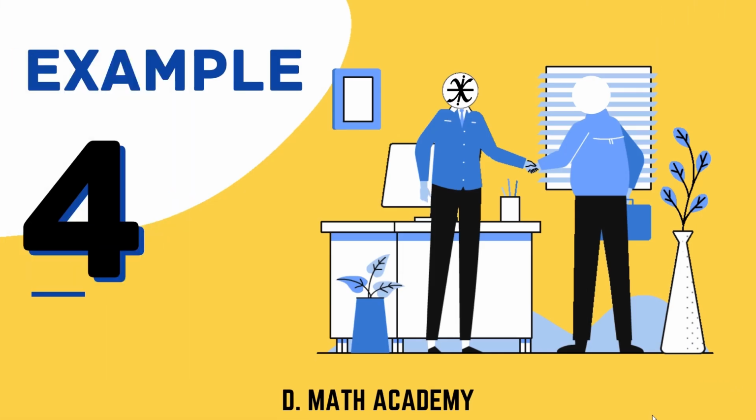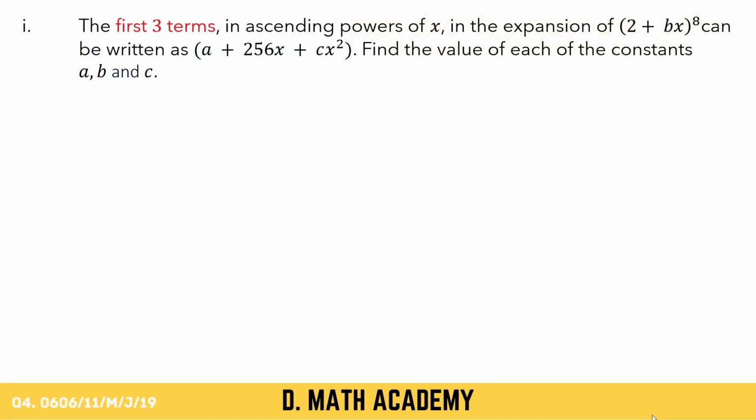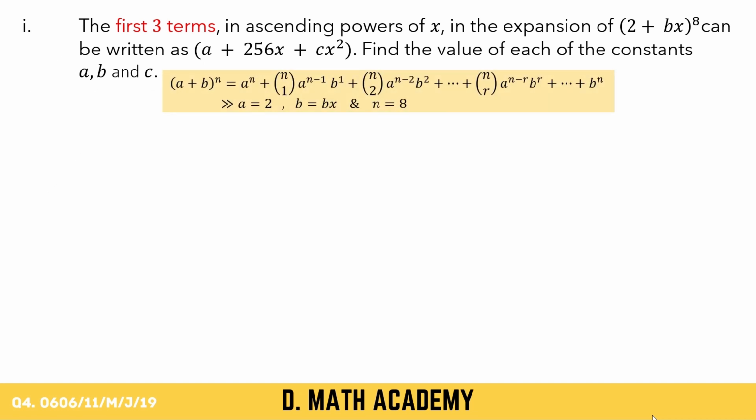Moving on to example 4. Find the first two terms in ascending powers of x in the expansion of 2 plus bx to the power of 8. Can be written as a plus 256x plus cx squared. So find the value of a and b and c. So this part is different from what we have done earlier. As per usual, you have to expand and find the first three terms first through the formula given. So our a is 2, our b is bx, and our n is 8.